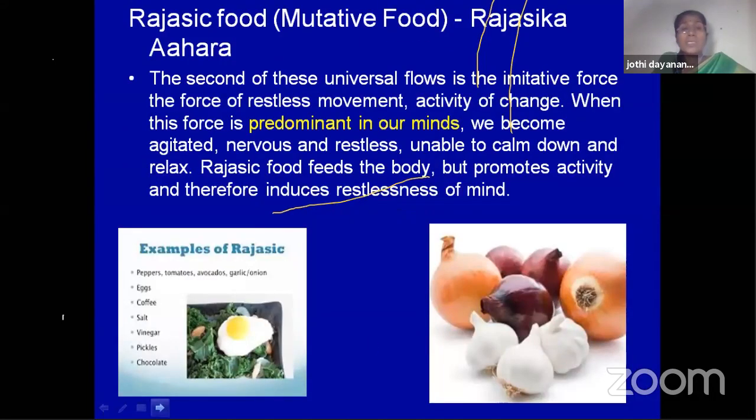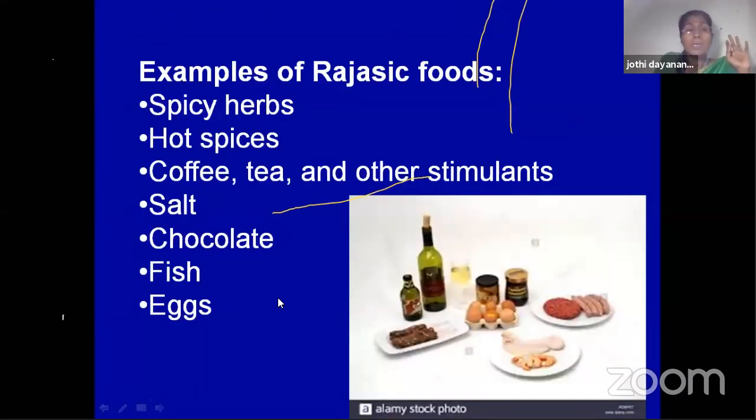And Rajasic food, you can say this is the second of the universal flow, the imitative force, the force of restless movement. When this force is predominant in our brain, we become agitated, nervous, and restless, unable to calm down and relax. So Rajasic food feeds the body, but promotes activity and therefore restlessness of mind. A king, even after conquering a great area, will be restless. Even if they win and come back, they'll enjoy overnight drinking and then again get into all kinds of things. So Rajasic food, as I said earlier, is the spicy food. You can see all these foods become Rajasic food, right?